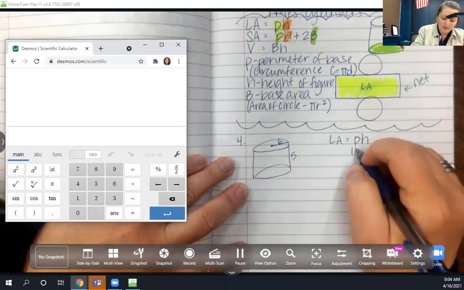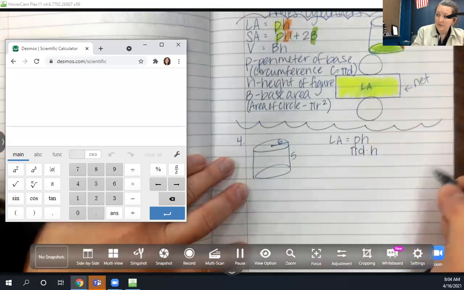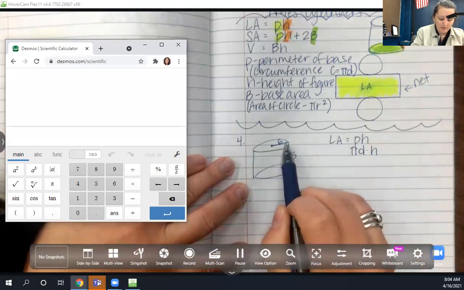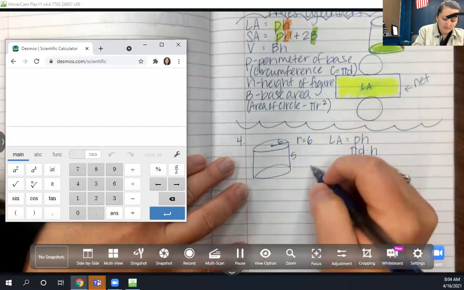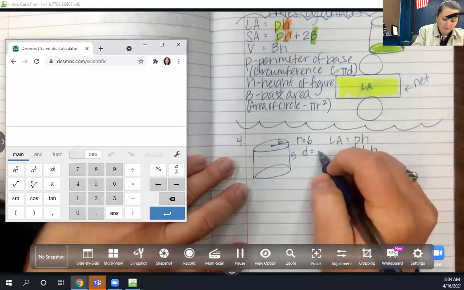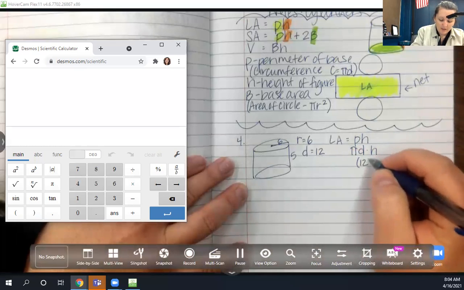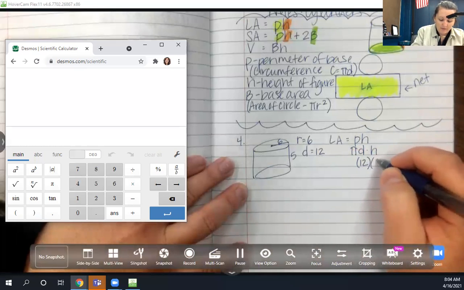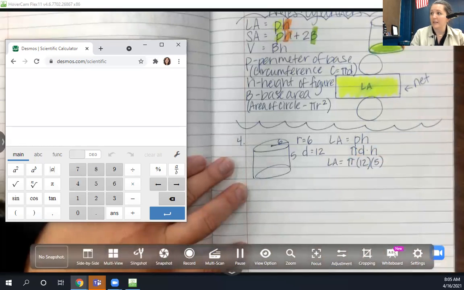So I'm going to rewrite this as pi times diameter times height. In this case, they gave us the radius, right? Radius equals 6. So therefore, all the way across my circle, diameter is 12. Remember that term, diameter? So we're just going to plug in that value, 12. The height of the figure is 5, and we're going to attach on our pi at the end.